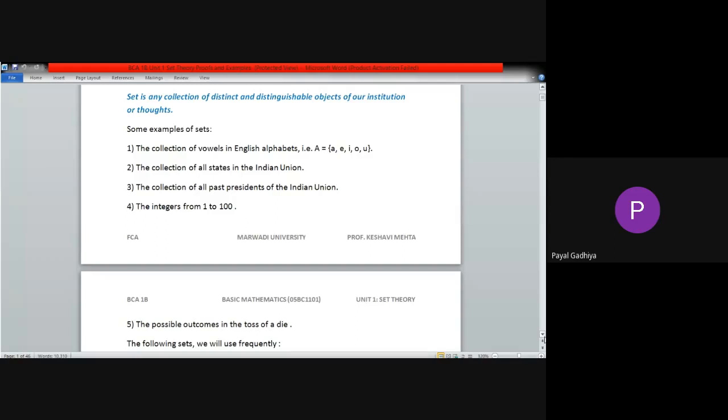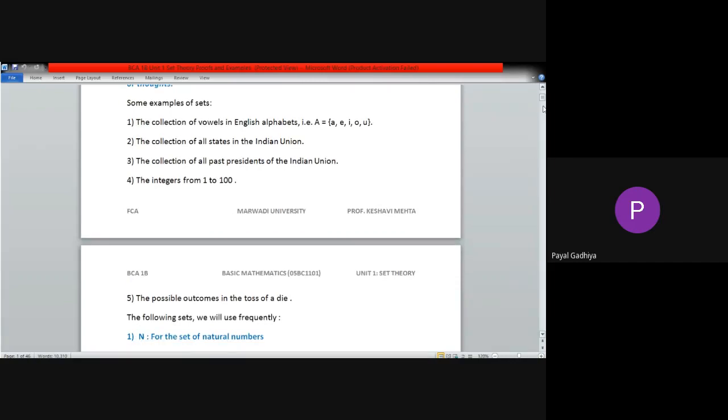Then another one is the possible outcomes in the toss of a die. Whenever you are tossing a die, what are the outcomes we can get? What will we get? Yes, it will be from 1 to 6, like 1, 2, 3, 4, 5, 6. So there are 6 outcomes, and whenever we are writing, we can write 1, 2, 3, 4, 5, 6 as a set. Clear? So these are examples of sets.